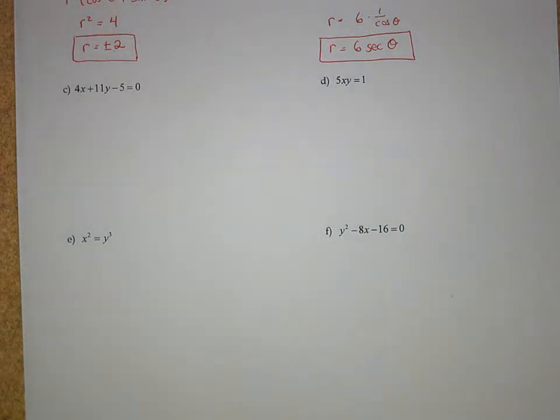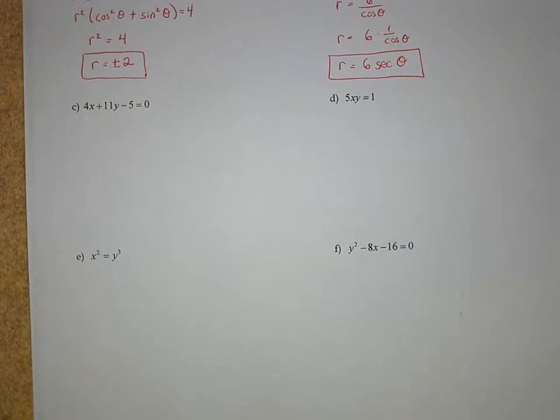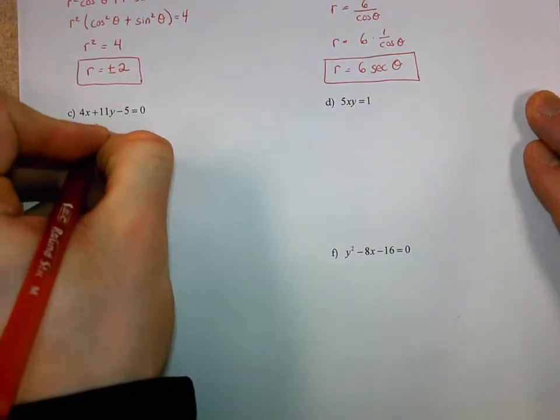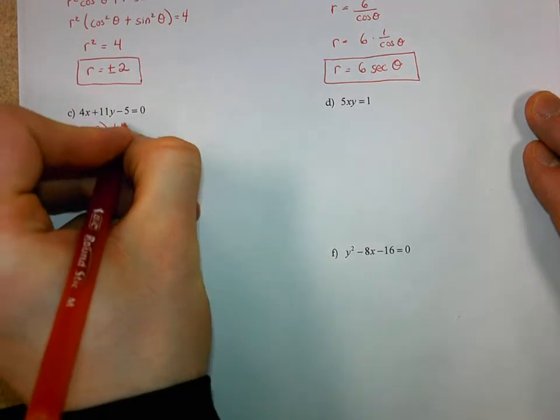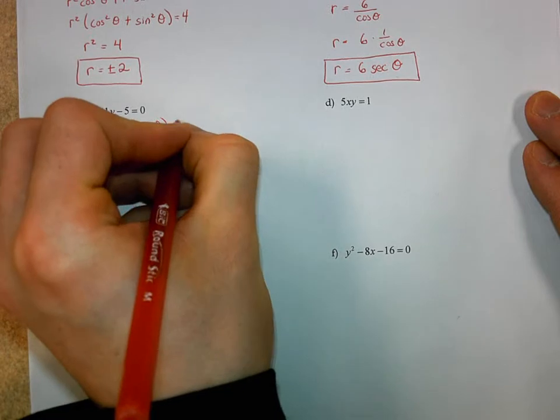Next two problems that we're going to look at, C and D, are the very same format as A and B. We want to convert to polar form and then confirm that my rectangular and polar are the same. So right here, 4x plus 11y minus 5 is equal to 0. Let's convert to polar form. And to do that, we replace all x's with r cosine theta, and we replace all y's with r sine theta.